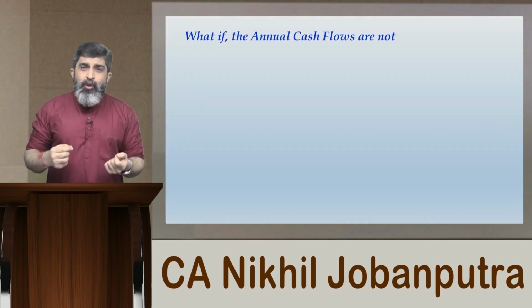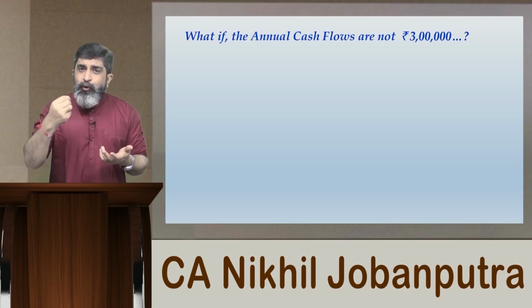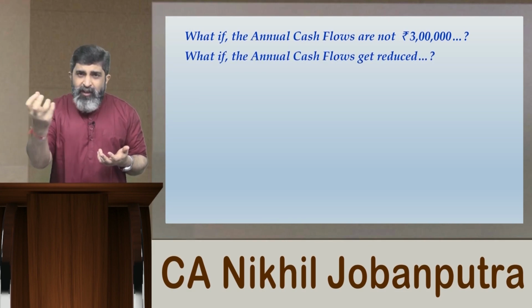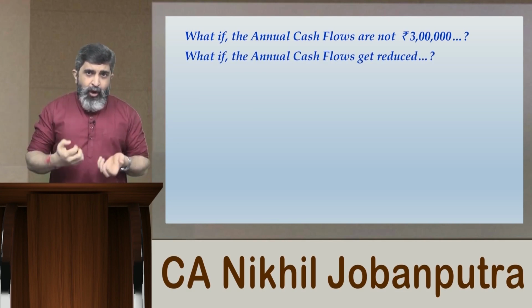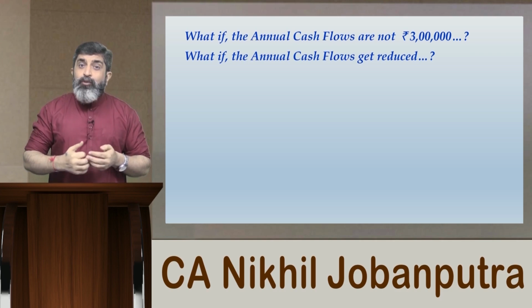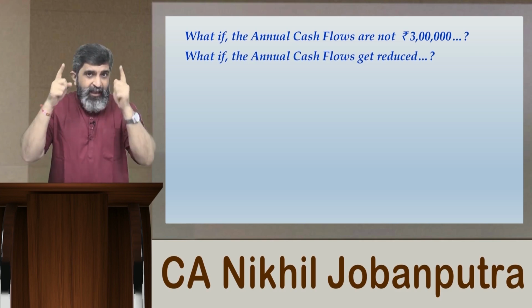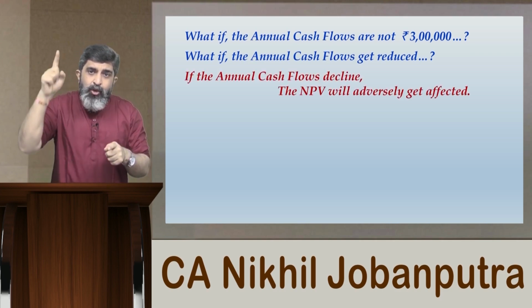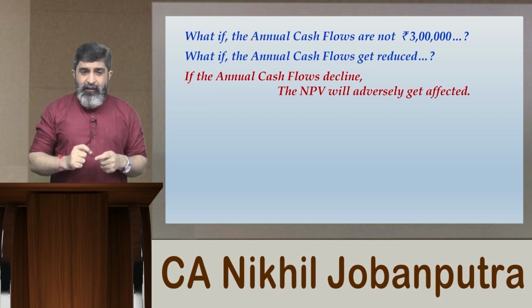They will ask you, what if the annual cash flow is not 3 lakhs, it is reduced because of some pandemic situation, because of lockdowns, there will be lesser cash flows. Then how will you manage? You know one thing, that if annual cash flows decline, your NPV will adversely get affected.